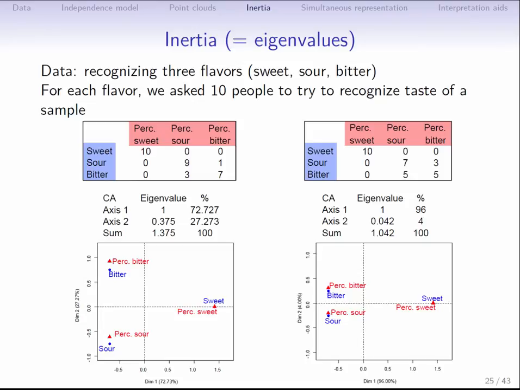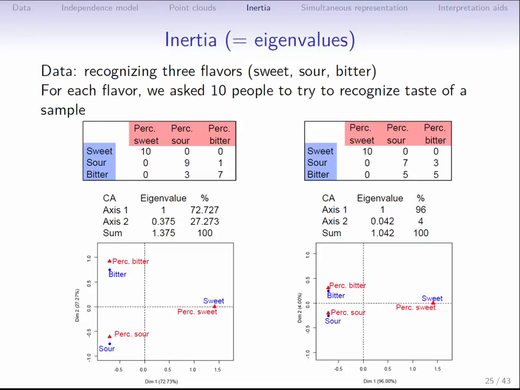Well, we still find the first eigenvalue of 1 corresponding to the perfect separation between sweetness and the others. But now, for the second dimension, the eigenvalue has dropped from 0.375 to 0.04. Now, look at the graphical output. It still looks similar to the previous one.